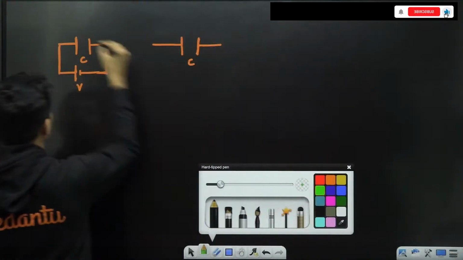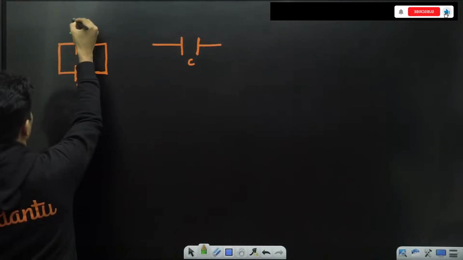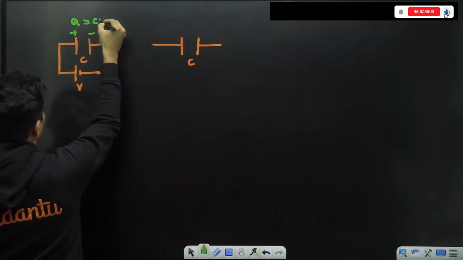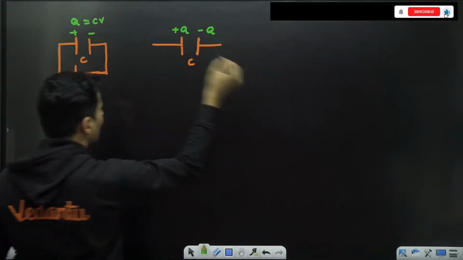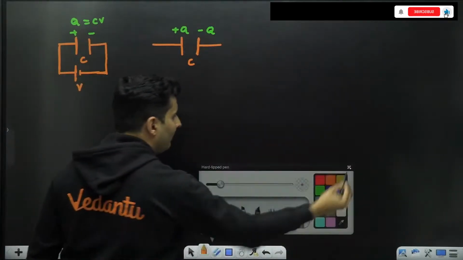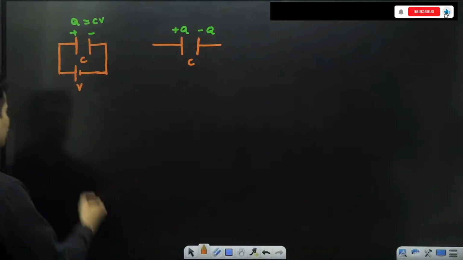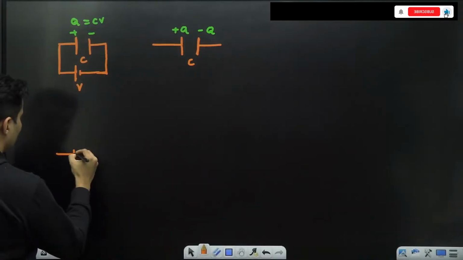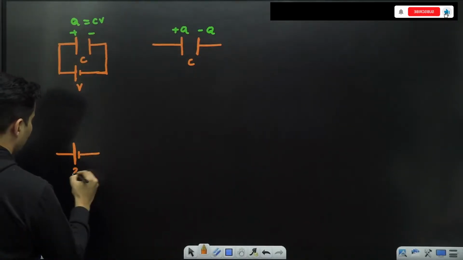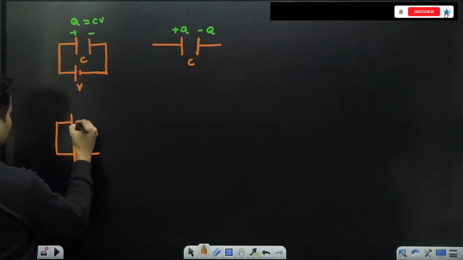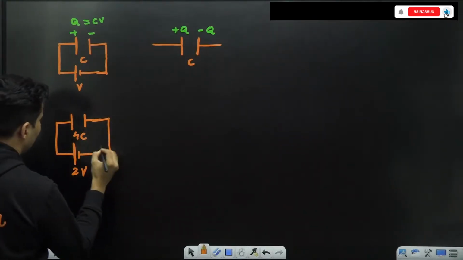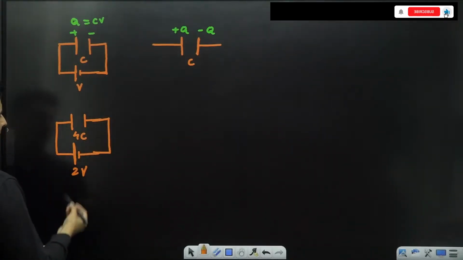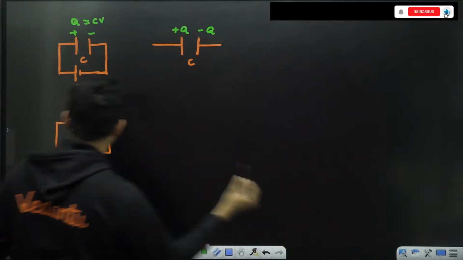Still that charge is there. So this plus minus Q, which is equal to CV. So that plus Q minus Q is there. Maybe you have another capacitor which is charged by some other battery, maybe double the size, maybe 2V, and maybe the capacitance is something else, maybe it is 4C, some random value you have taken. So when you have that, obviously now the charge will be different.